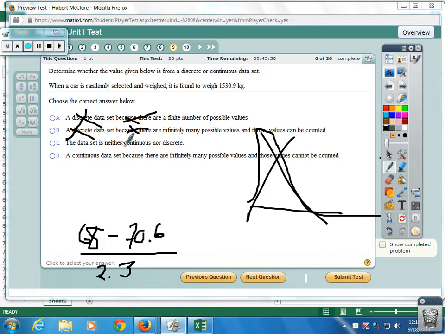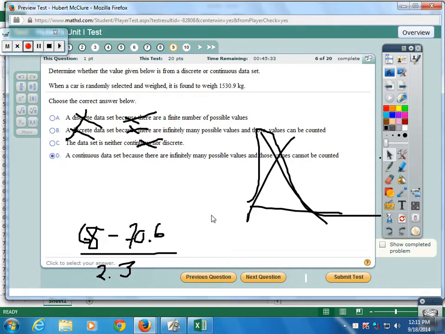The data set is neither continuous nor discrete. Well, that's not possible because we only studied two types of data, discrete and continuous. We haven't given you a third. We haven't given you a neither. The book is not giving you a neither. So it's D. You shouldn't miss that question.